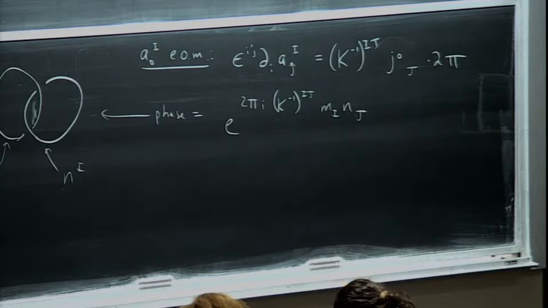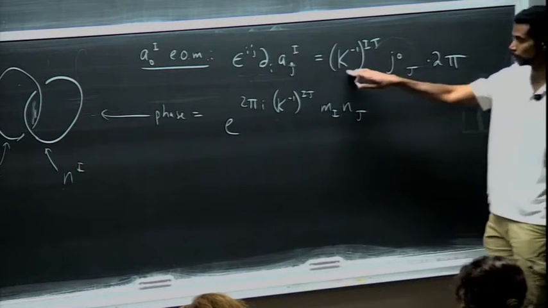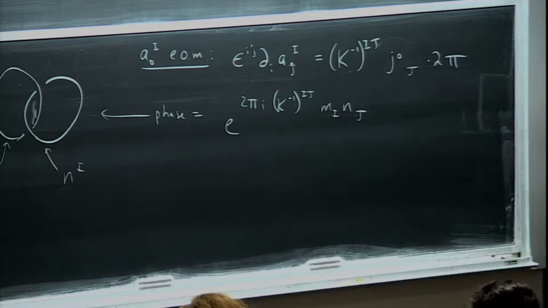Yes? And those charges have to be integers. Correct. Well, no, that's the way the whole theory has been normalized, with the charges integers and the K's integers over here. Are there any other questions?